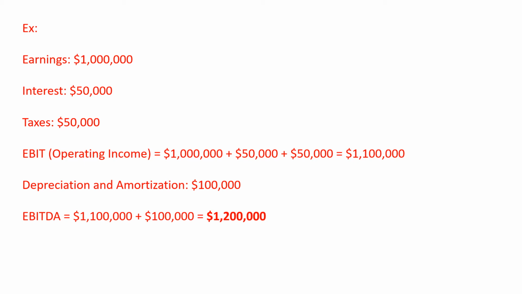Now let's say that this company has depreciation and amortization costs of $100,000 that were applied to the company during the period. We want to add it back because we couldn't really tell how much depreciation occurred during the period, and we really want to know what the operations of the company generated. So we need to add back the depreciation and amortization. So we take the $1,100,000 that we had calculated as EBIT, and we add the $100,000 of depreciation and amortization to it, and we'll get an EBITDA of $1,200,000.